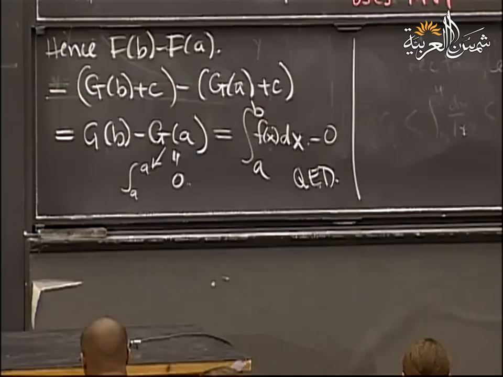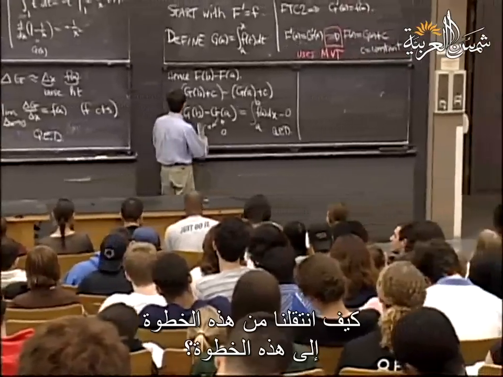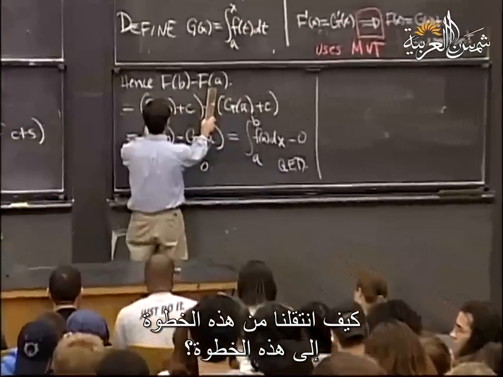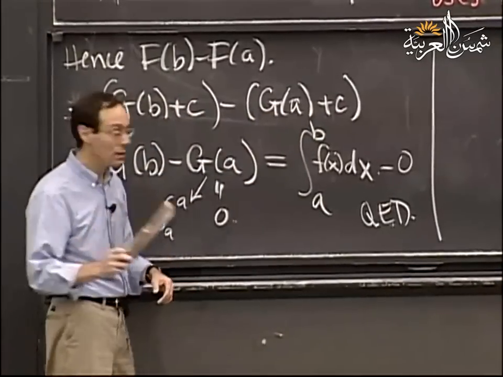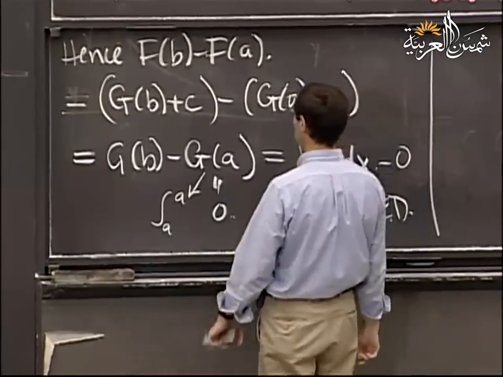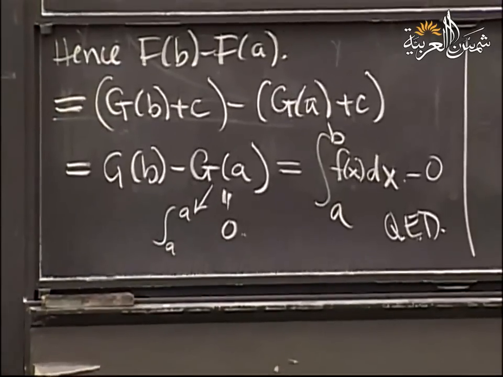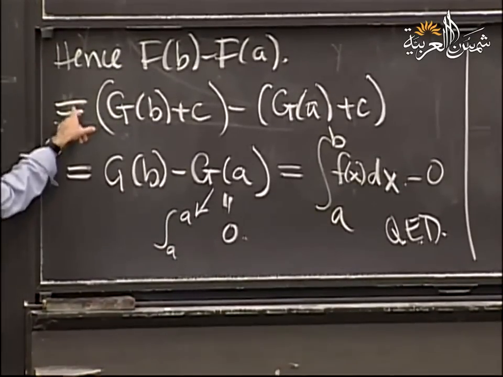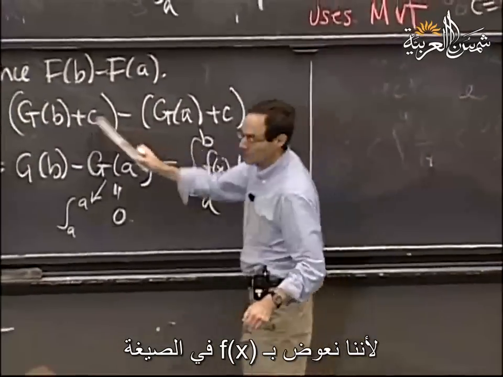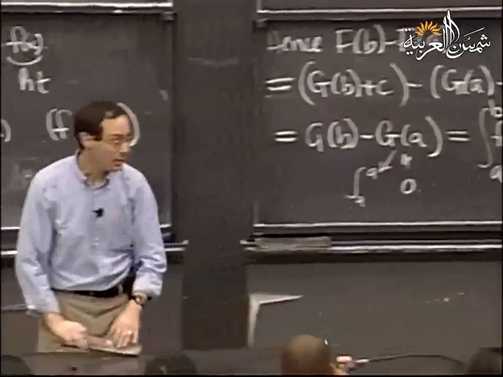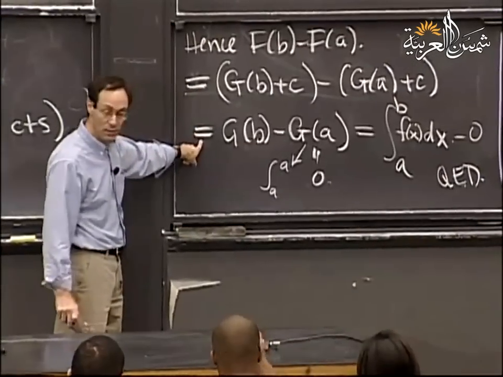Question? How did I get from f of b minus f of a to g of b plus c minus g of a plus c? That's the question. Oh, sorry, this is an equal sign. Sorry, the second line didn't draw. Okay, equals, because we're plugging in for f of x the formula for it. Yes? Can you just go from f of b minus f of a to then? This step here? Yeah, or this one.